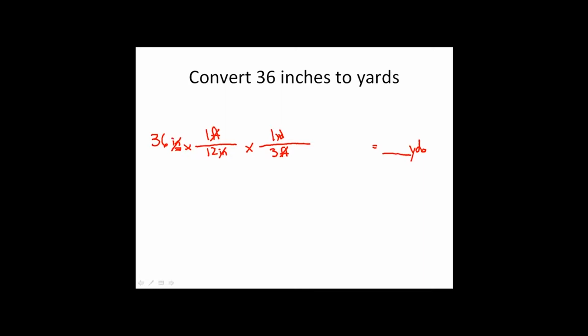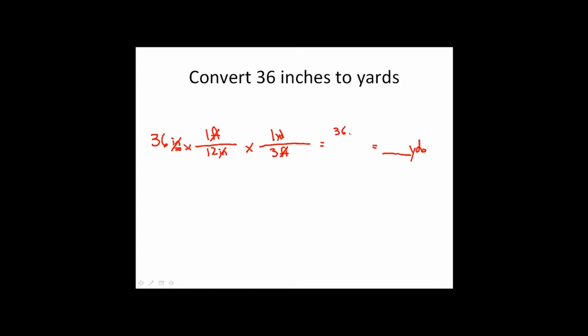Anytime the unit that is left up here matches the unit I need to convert to, I know the problem is solved. How do I solve this? Let's do the math here, okay? It's going to be 36 times 1 times 1.